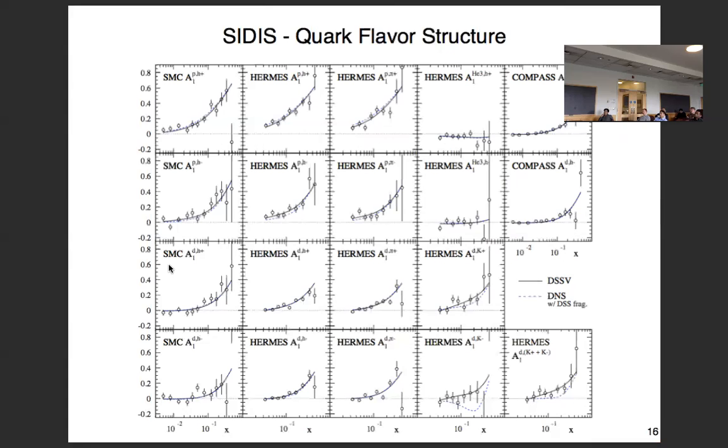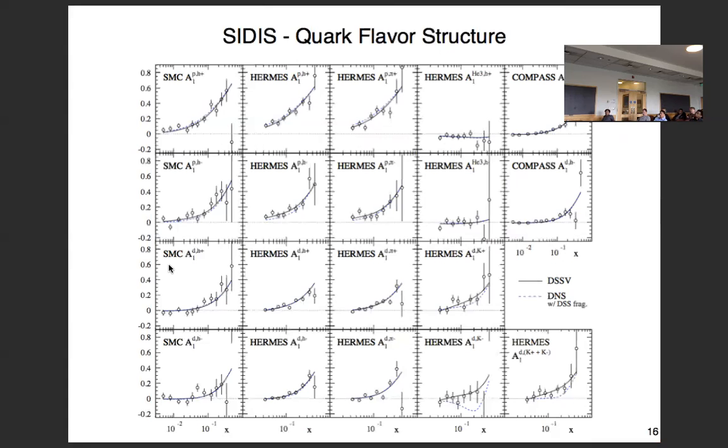Well, flavor structure, right? That's where we were. So at this point, there's a wealth of data. You see here a compilation of an early DSSV analysis. They were first to also include semi-inclusive deep inelastic scattering data. And what you see here is in the eye of the beholder, right? On the one hand, it's a postage stamp collection, if you wish. On the other hand, it's, of course, a treasure trove of information in the end.